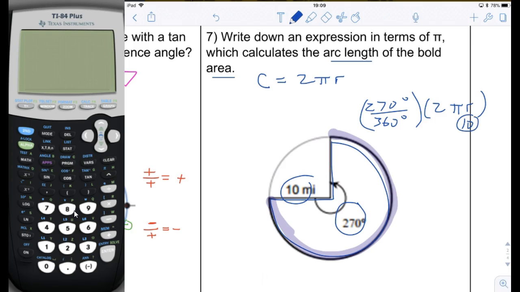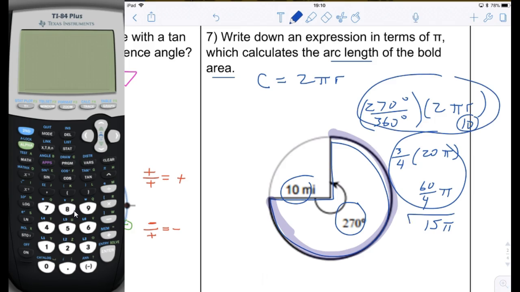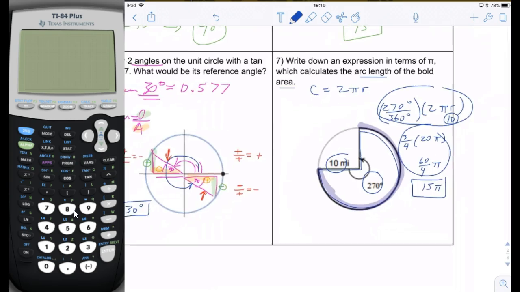And so that would be 270 divided by 360 is actually 3/4. And 2 pi r is 20 pi. And if you want to simplify it, it would be 60 divided by 4 times pi, 15 pi. But I would accept any of these two, okay? Or even this. 15 pi is the answer. Okay? And that's it for page 2.